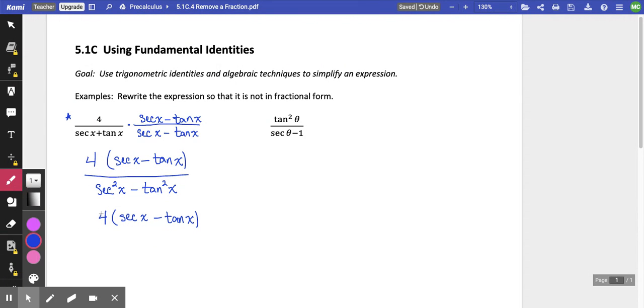And that means the simplified version of this would just be 4 times the quantity secant of x minus tangent of x. Now you try the second one on here and answer the question on the Google form.